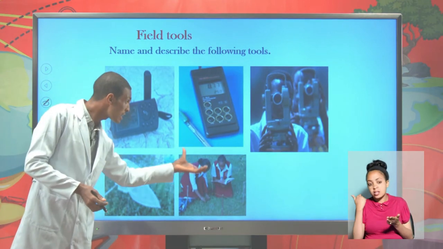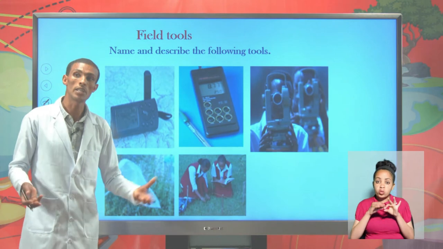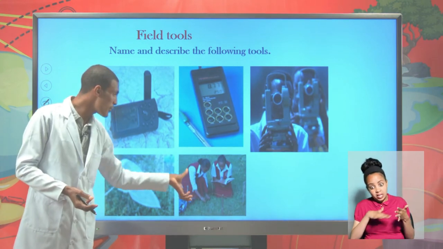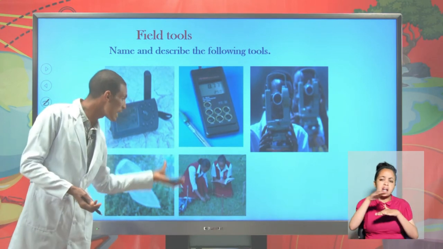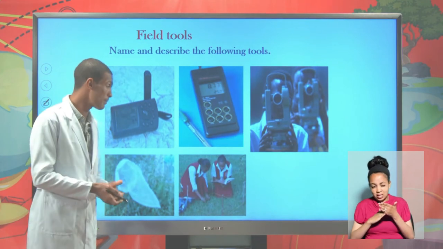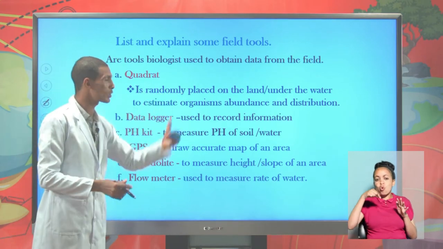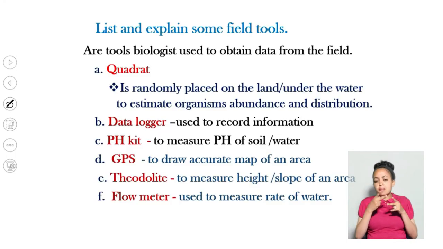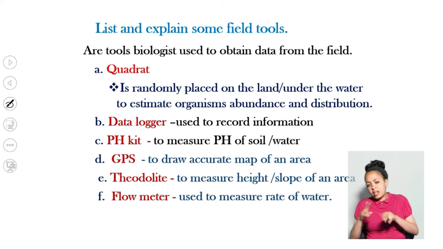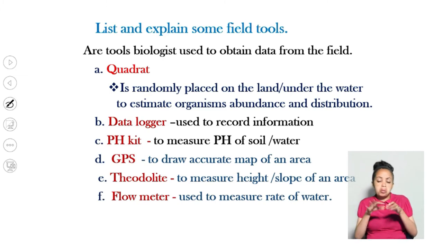Whereas the quadrat is again very important in studying the distribution and abundance of an organism in a certain area. So, to see one by one, the quadrat can be placed on the water, and it can be placed on the land. It is very important in estimation. It is random, by the way. A quadrat is a random system. It cannot give an accurate number of the organisms that we are going to study.